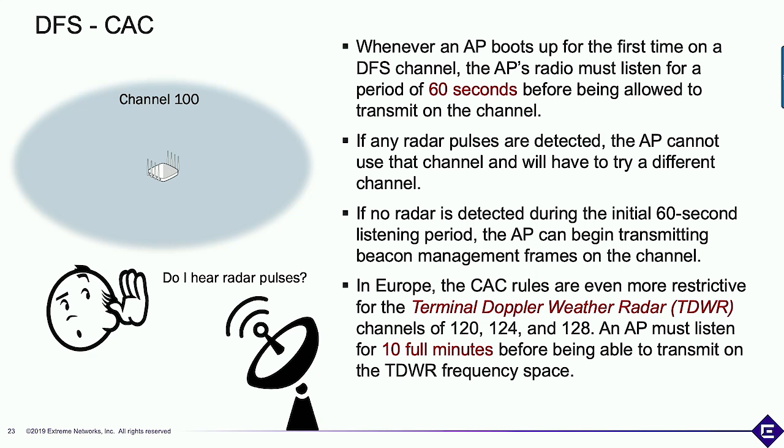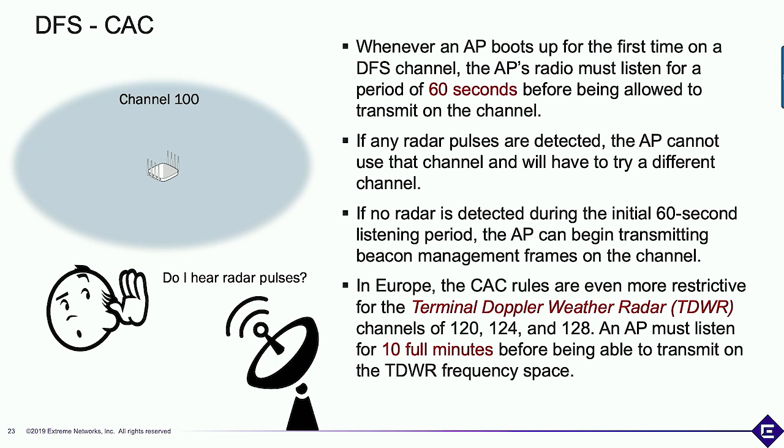Okay, so let's get more into this. When an AP boots up for the first time, it's going to scan the channels. Let's say I'm an AP and I want to transmit on channel 100. Do you know what I have to do before I can start transmitting? I have to listen for 60 seconds. And after 60 seconds, if I don't hear any of those 6 radar pulses, then I'll start beaconing out. Now, clients are different.